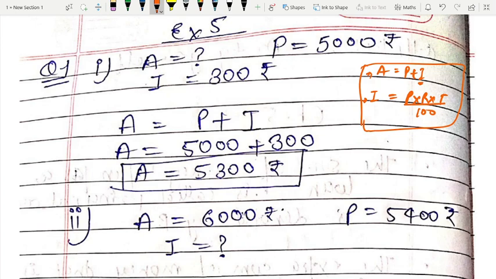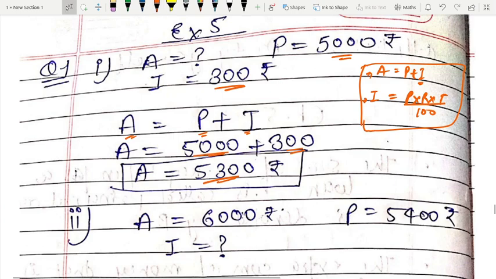So A is equal to question mark, that is, A is asked in question number 1. Principal is given, 5,000 rupees, interest is given, 300 rupees. So we can find out the amount. Amount will be principal plus interest. Principal is 5,000 rupees, interest is given here, 300 rupees. So add them, you will get the amount. Simply a formula based question, just put the value and take the answer.